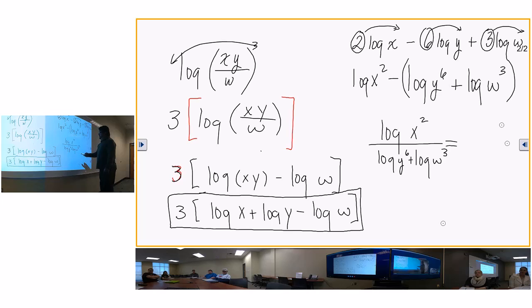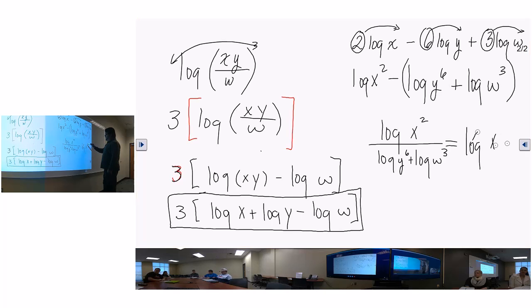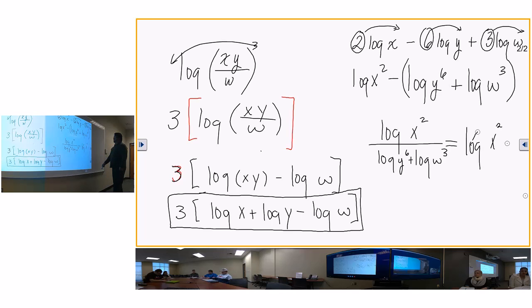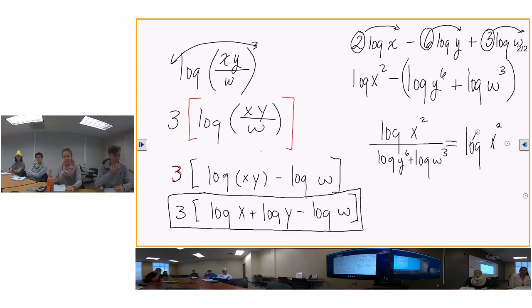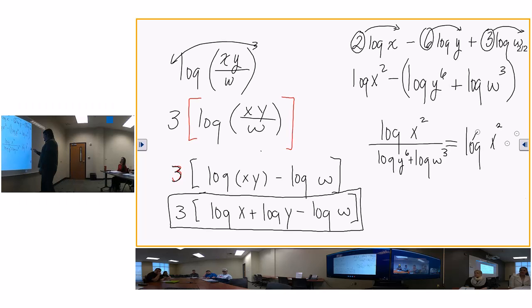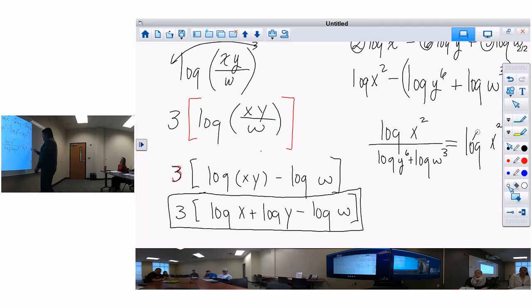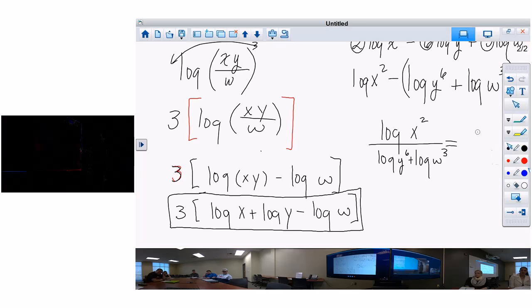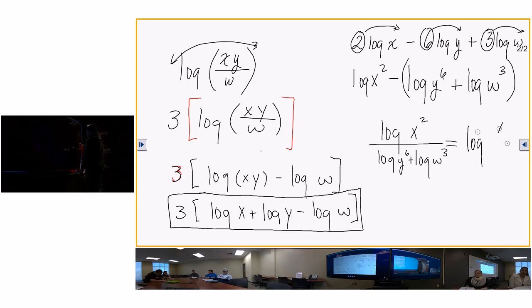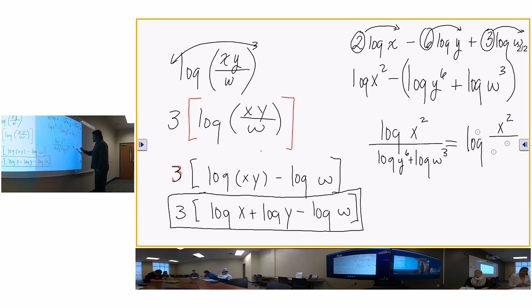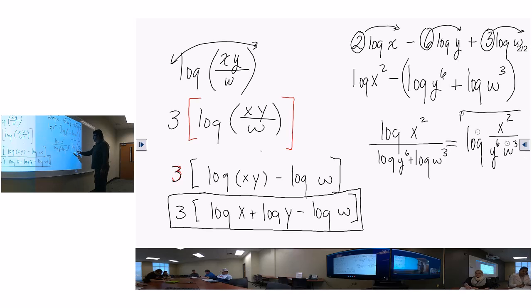Okay. So what do we do next? Log of x what? X of 2. X squared what? Oh, I already did it. I'm sorry. I've already done it. I just got to add the 2 on the bottoms. I got the cart before the horse. Let's go ahead and put these 2 together. So that's going to be log of x squared over what? Y to the 6th, what? Times w to the 3rd.